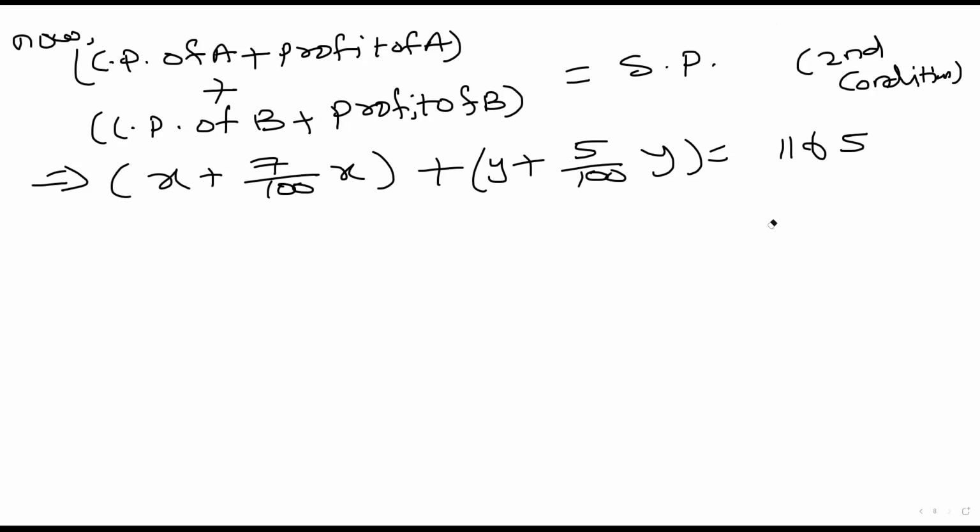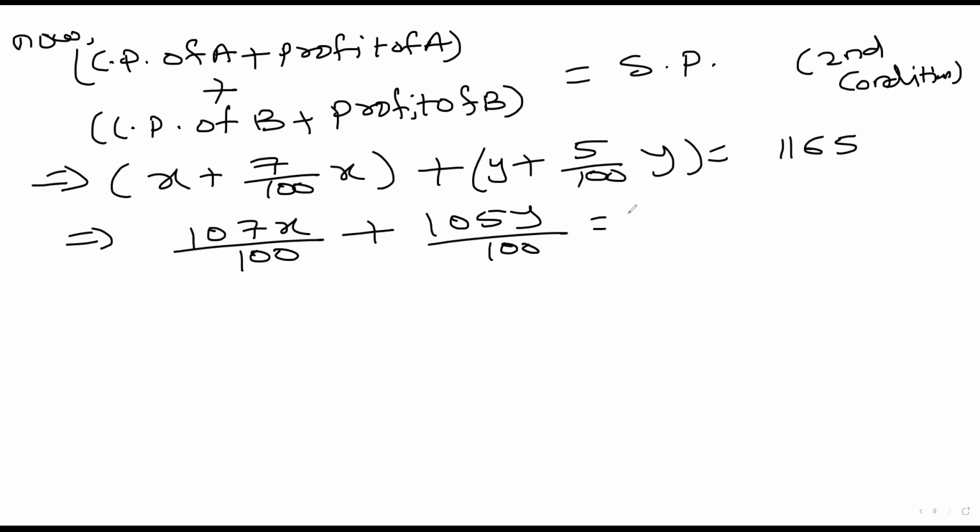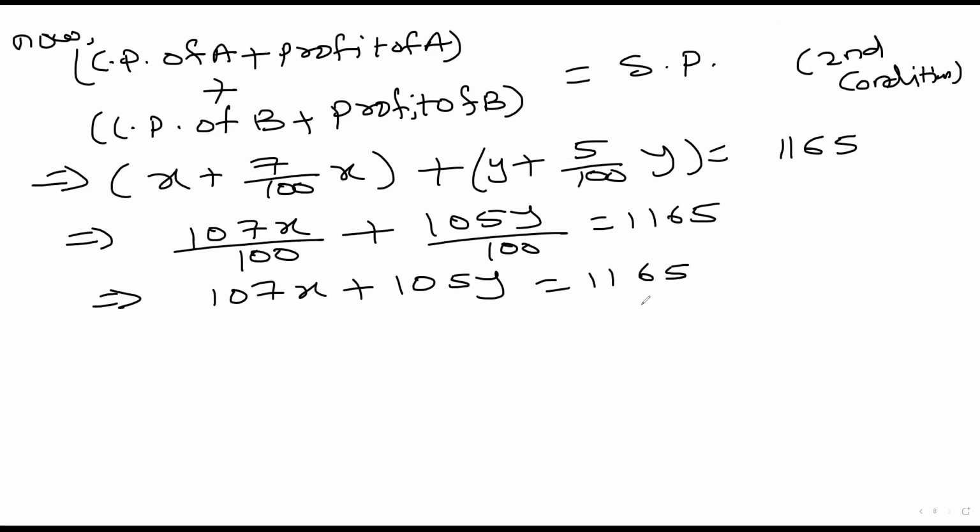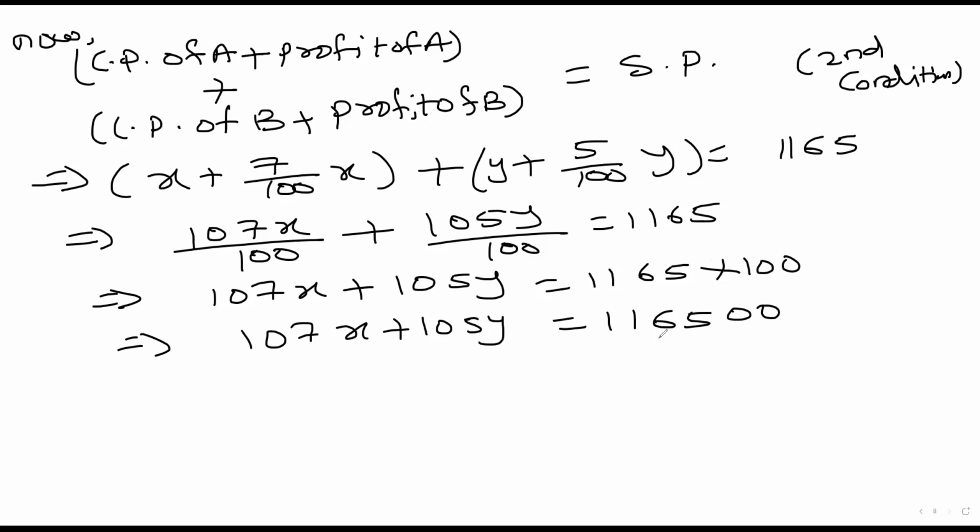So this implies 107x upon 100 plus 105y upon 100 is equal to 1165, correct? This means multiplying by 100, we get 107x plus 105y is equal to 116500. That is 1,16,500. This is equation 2.